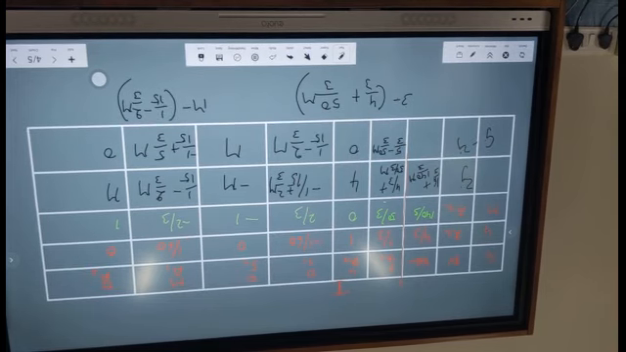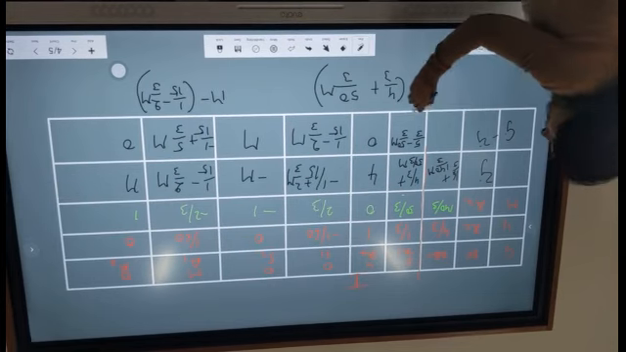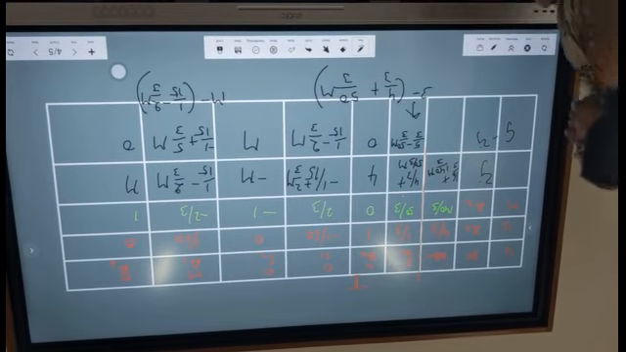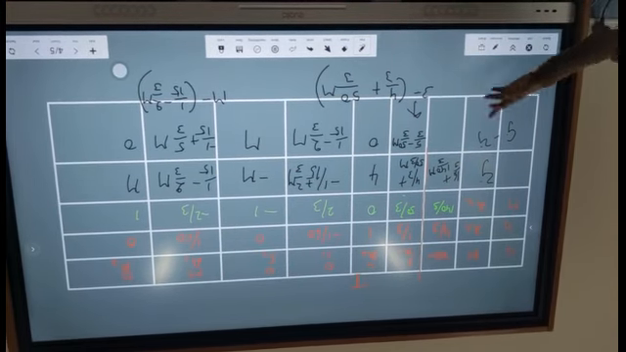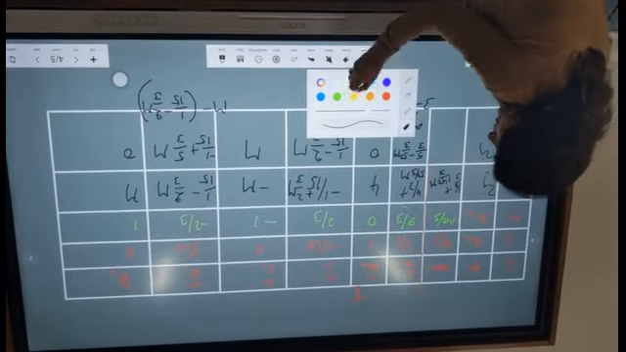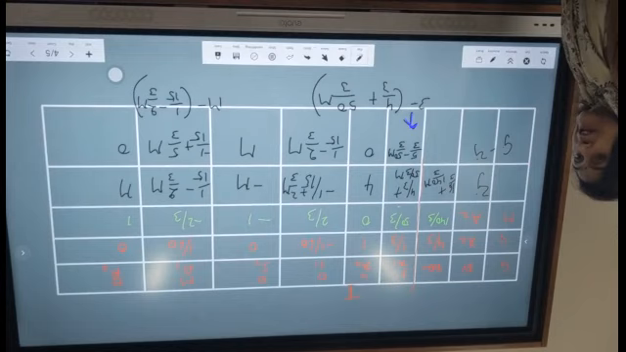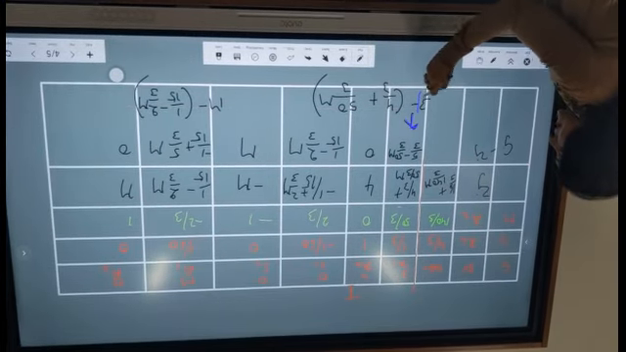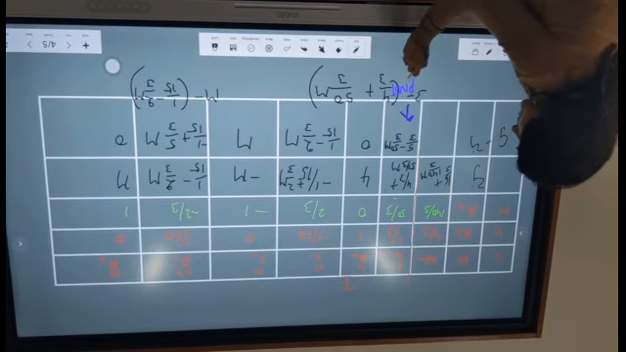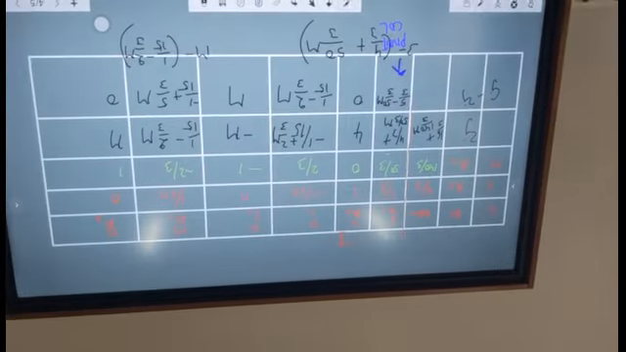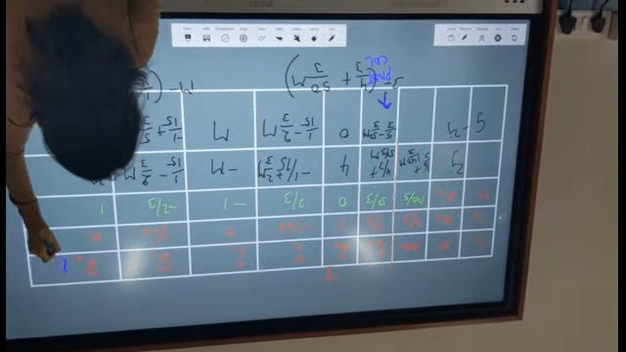Which is the largest negative value here? 5 by 3 minus 50 by 3 m. This is the largest negative value. Everybody agrees? Yes, ma'am. This will be my entering variable now. So this becomes my entering variable and corresponding to this is my pivot column. Now next I find out the ratio.